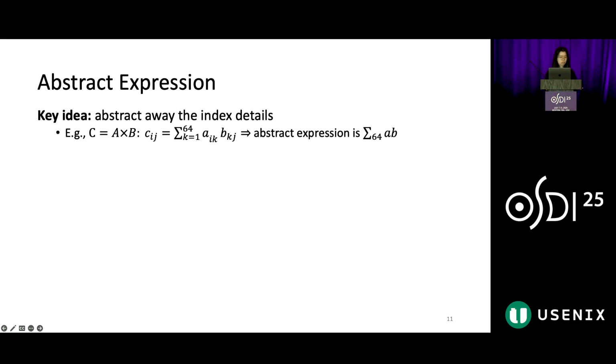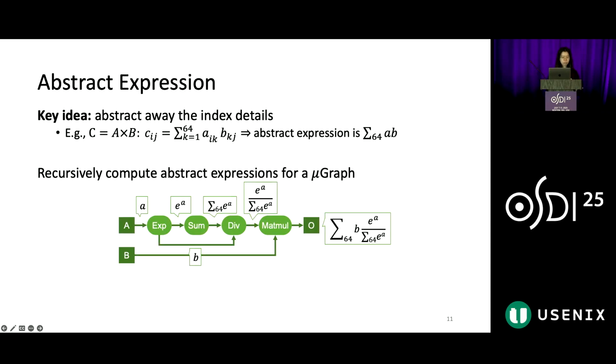The key idea is that we abstract away the index details, which are the most complicated parts. For example, the expression of matrix multiplication is summation over aik times bkj. And the abstract version is summation over 64 elements, and each element is an entry from input tensor A times an entry from input tensor B. We can recursively compute the abstract expression for a MuleGraph, as shown in this figure. Abstract expressions capture most of the semantic information and are easy to reason about. In this way, we achieve a good balance between the pruning quality and the pruning overhead.